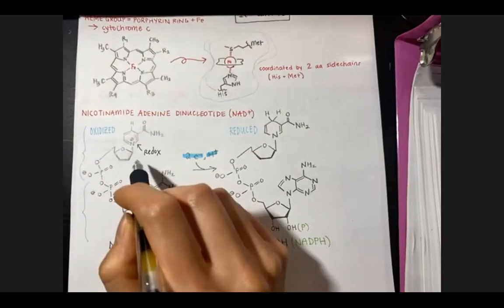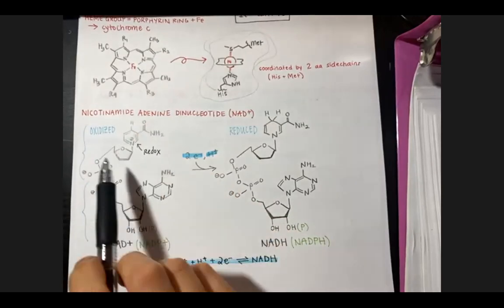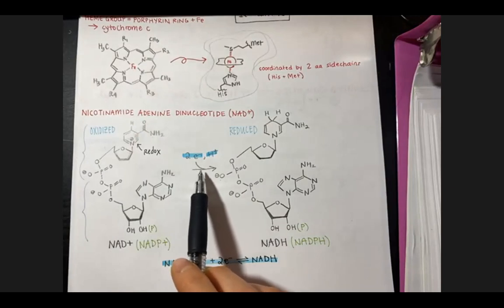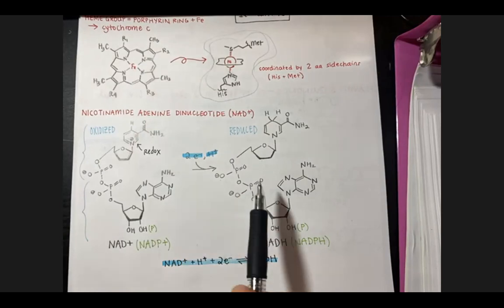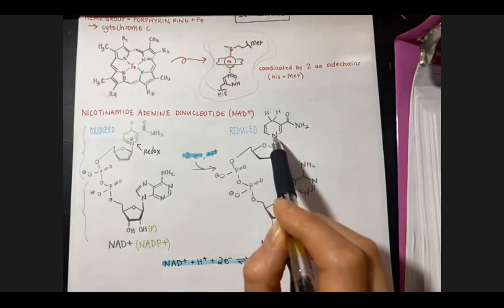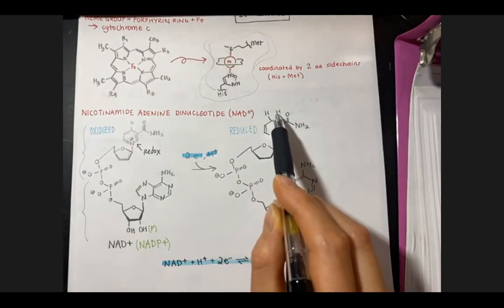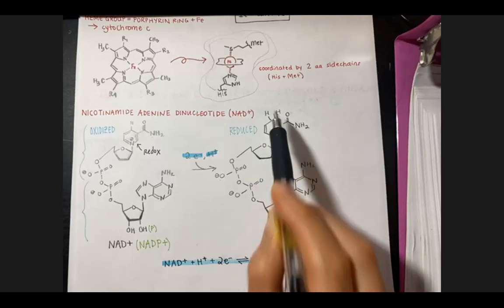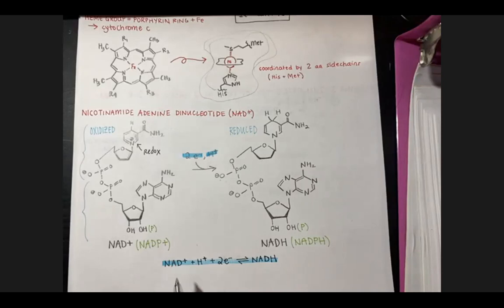And this is the oxidized state. And so if you add 2 electrons and a proton, which is a hydride ion, then you reduce it, and then you see that now you don't have a positive charge anymore, and you have another hydrogen on the ring, right? So here's our net equation down here. And so this is a hydride ion.